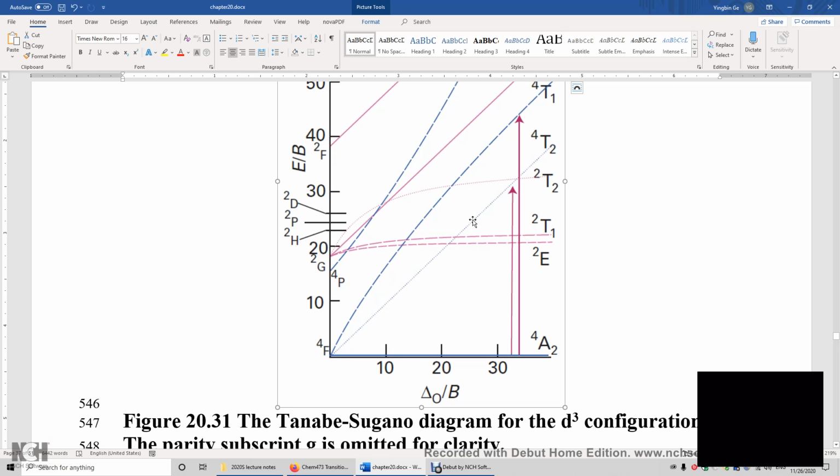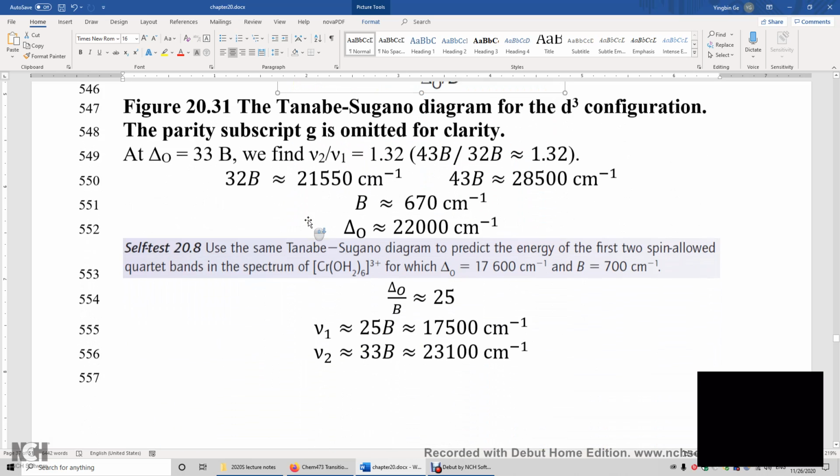What about the second transition? The second transition is from here, 4A2 to 4T1, spin-allowed. So over here, roughly 33. You need to draw a vertical line from 25B all the way up, and then check the relative energy in terms of B. I think it's 33B, 34B.